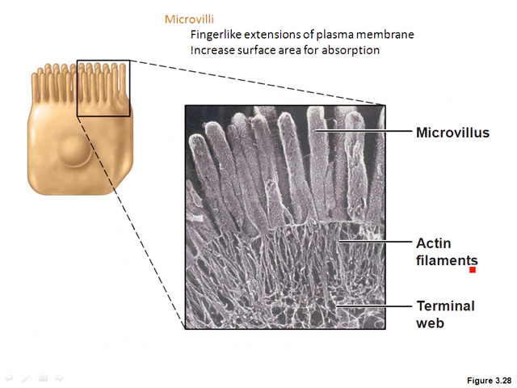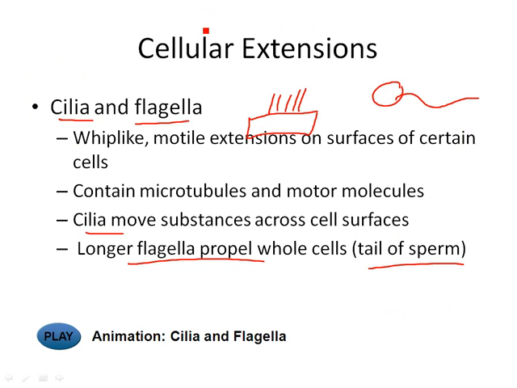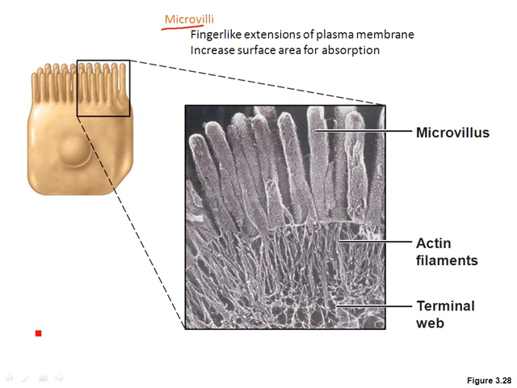And then there's another extension called microvilli. Don't get these confused with cilia. Cilia are little hair-like extensions. So it kind of looks like that. Here's the cell, the plasma membrane, and the little cilia are sticking up off the plasma membrane. In microvilli, the plasma membrane actually makes these little finger-like projections, these little projections of the plasma membrane.